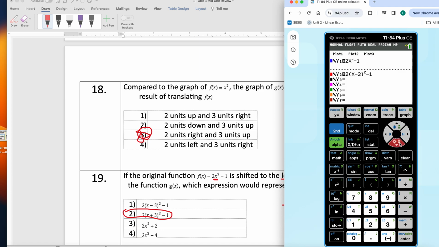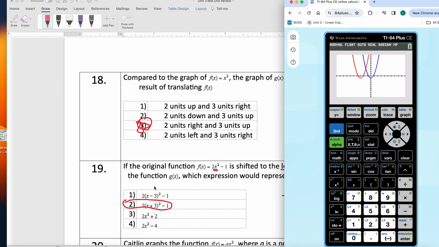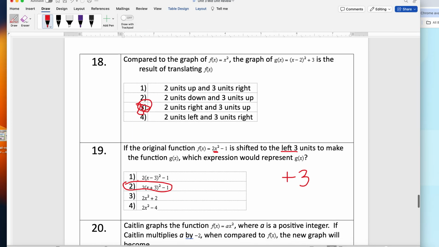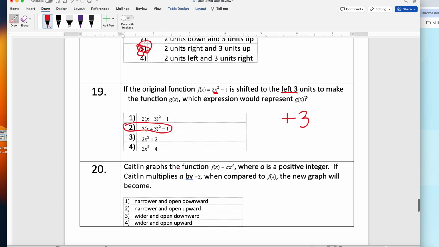But once you get to the second one and you made that a plus sign, and you graphed it, you would see that that one is the one that moves 3 units to the right, I mean 3 units to the left. I'm so sorry, 3 units to the left. So that's your answer.